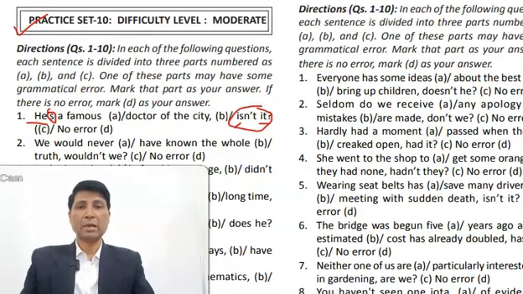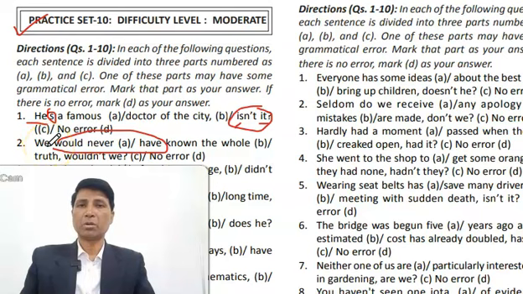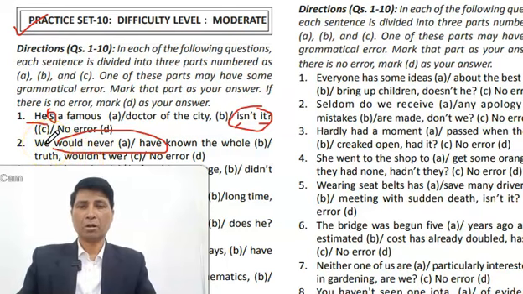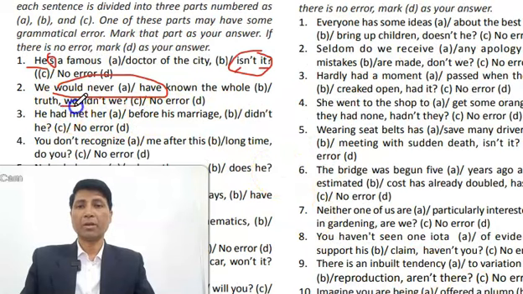The second question asks you, we would never have known the whole truth, wouldn't we? Now let us understand the aspect. It contains the modal verb would, and in the previous class, that means in the conceptual class, I have explained that if a main statement contains a modal verb, the same modal verb should be used in the question tag as well.